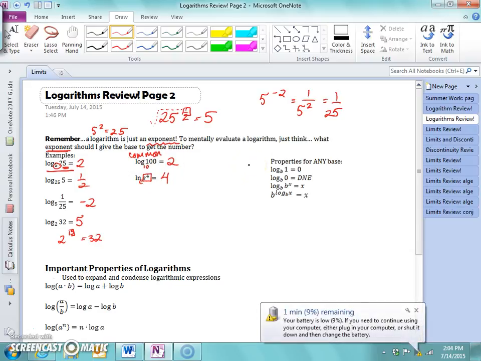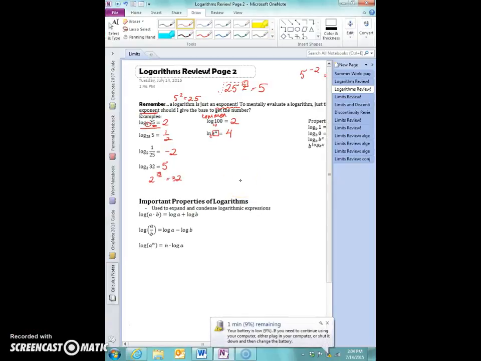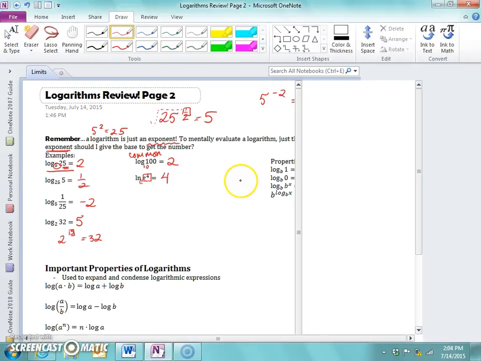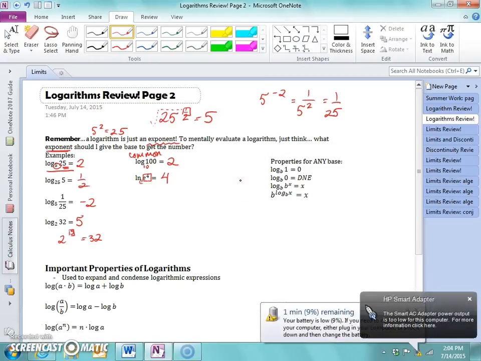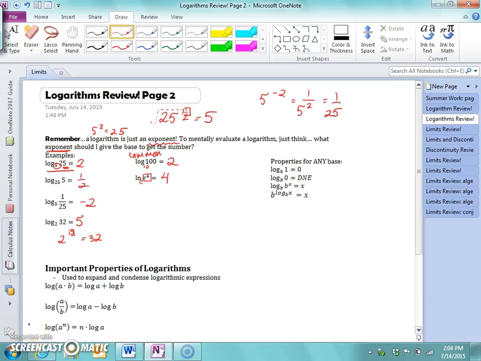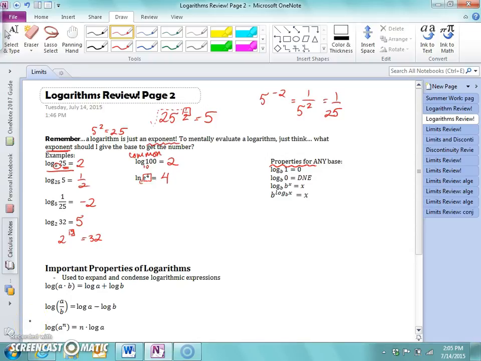Some properties to remember for all logarithms. Oh boy. Come on. Hold on. Okay, some properties to keep in mind for all logarithms. Sorry about that, computer issues. Anyway, properties for every logarithm. So we have log base b. Oh my god. Okay, let's try this again.